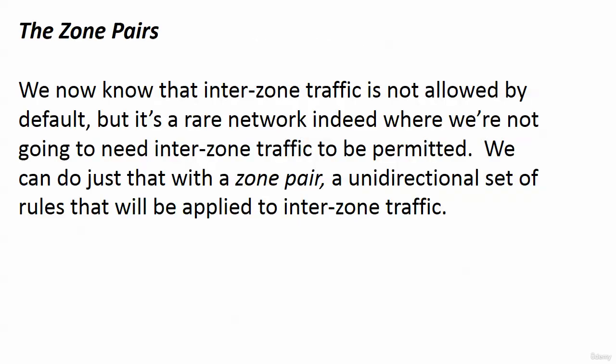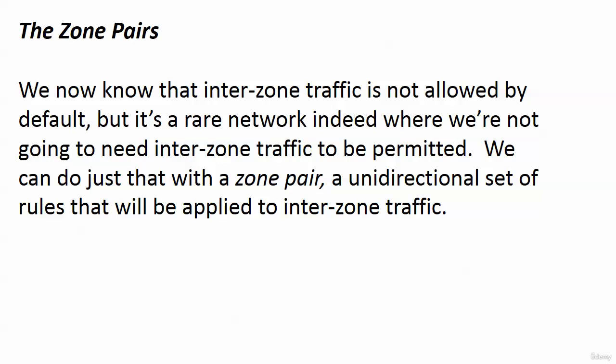Now let's talk about some zone pairs. We now know that interzone traffic is not allowed by default, but as we could see very quickly, it's a rare network indeed where we are not going to need some kind of interzone traffic to be permitted. Otherwise, again, our network's going to come to a crashing halt. We can do just that with a little something called a zone pair. It's a unidirectional set of rules that will be applied to interzone traffic.